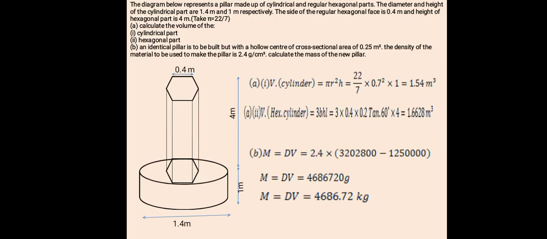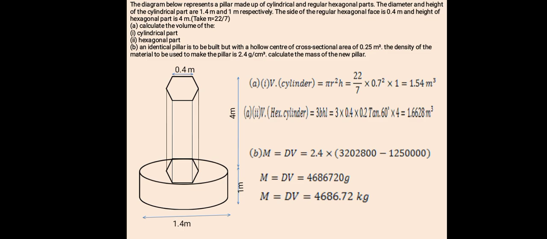The diagram below represents a pillar made of a cylindrical and a regular hexagonal part. The diameter and the height of the cylindrical part are 1.4 meters and 1 meter respectively. The side of the regular hexagonal face is 0.4 meters and the height of the hexagonal part is 4 meters. Take pi to be 22/7. A. Calculate the volume of the 1, cylindrical part, 2, hexagonal part.